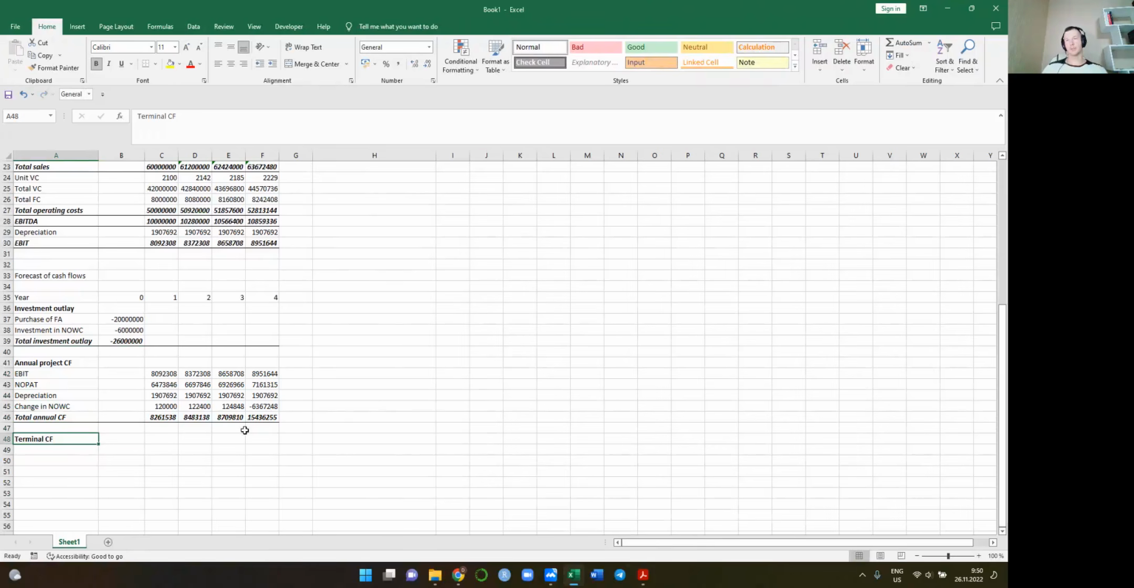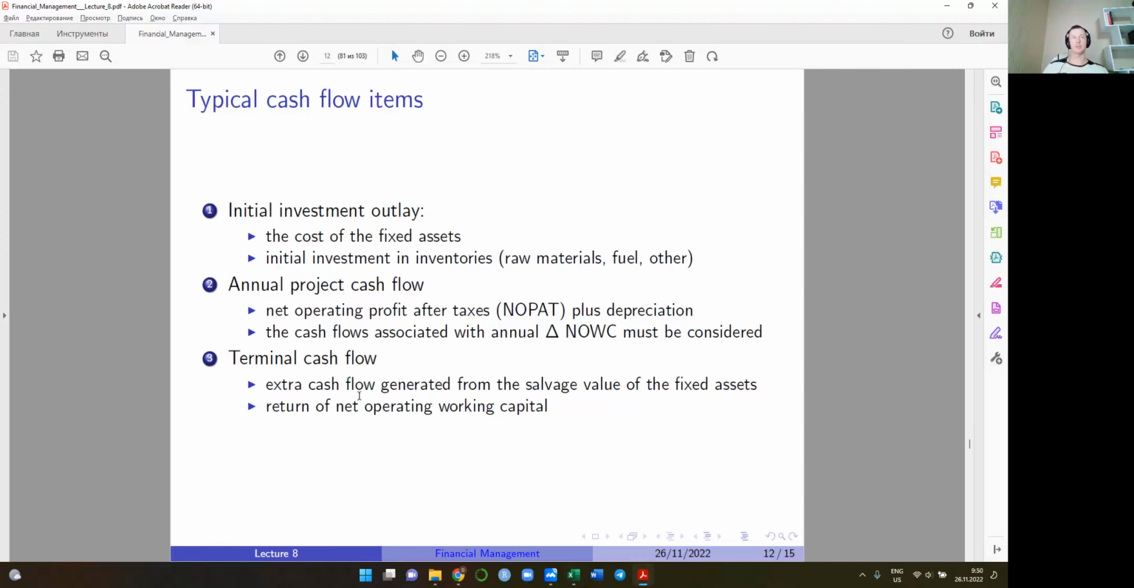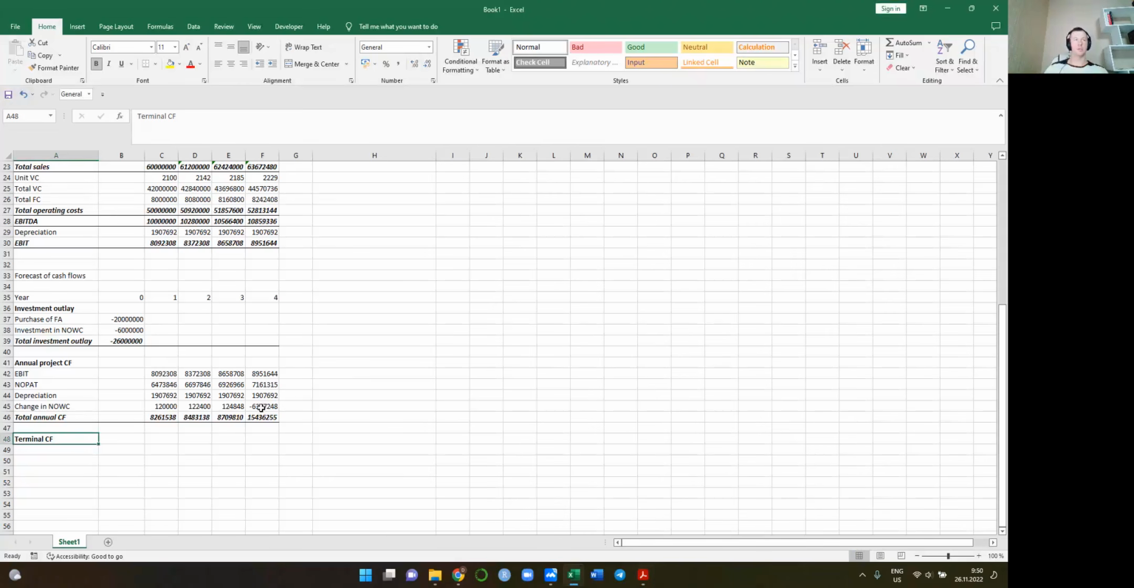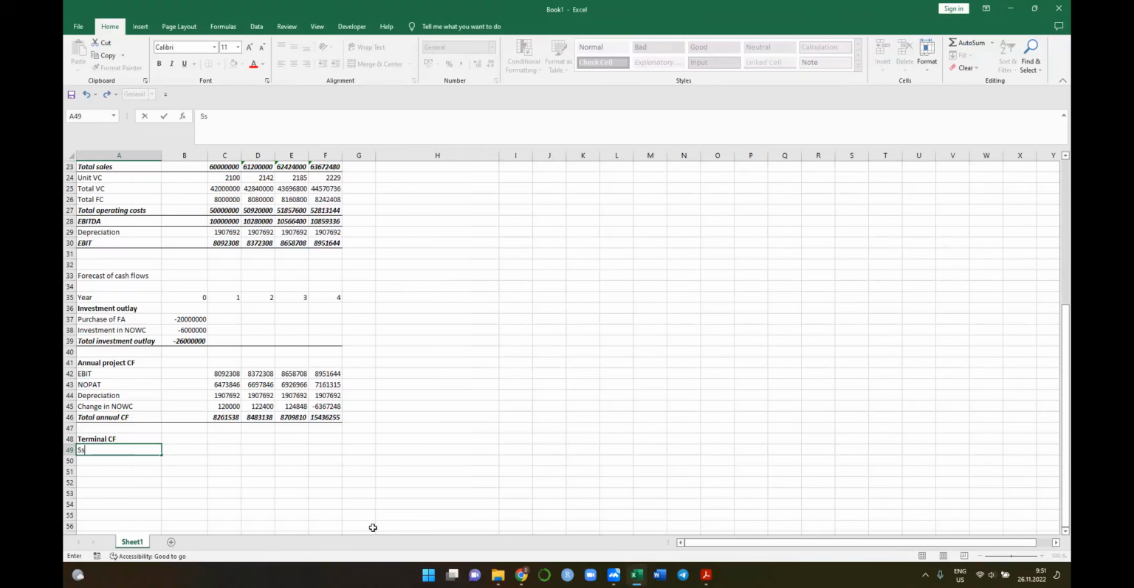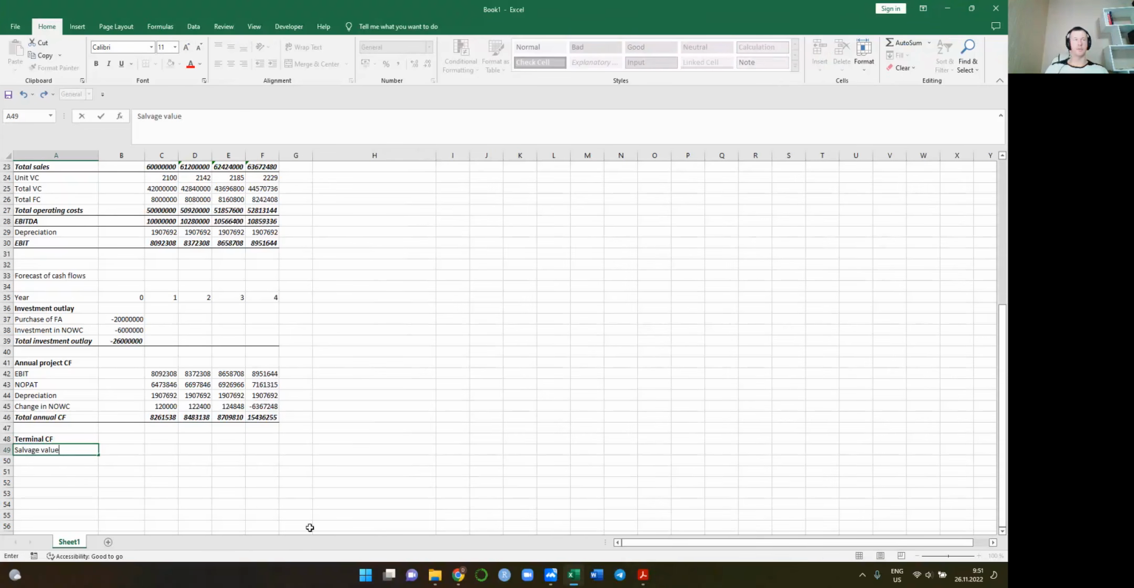So what is the terminal cash flow in our case? We said that this is extra cash flow generated from the salvage value of the fixed assets and return of net operating working capital. The return is already included here, we have it here with minus. We just need to compute the salvage value of building and the salvage value of equipment.